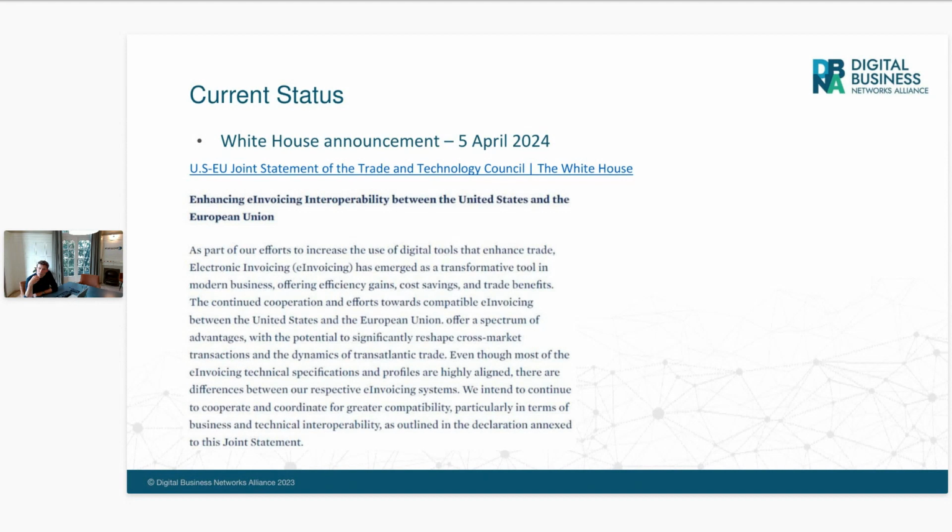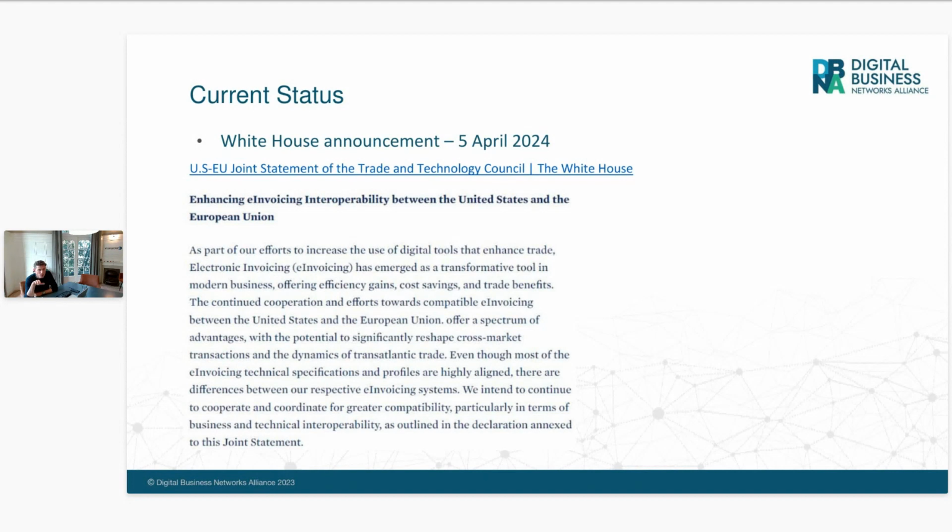And so there's no mandate in the US, but it's important that these announcements go out so that relevant parties understand that this really is the future in the US, and you can put your development money in it, because e-invoicing is there to stay.